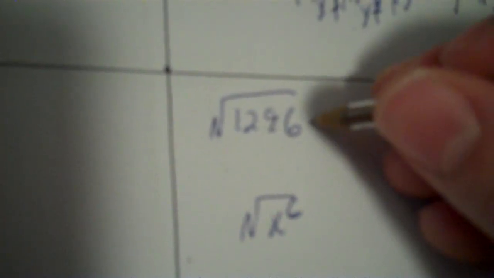1,296. Then x fifth times x is x to the sixth. Now you simplify your new square root just like you did up here. It's the exact same thing that you're doing up here. So the square root of 1,296 and the square root of x to the sixth.